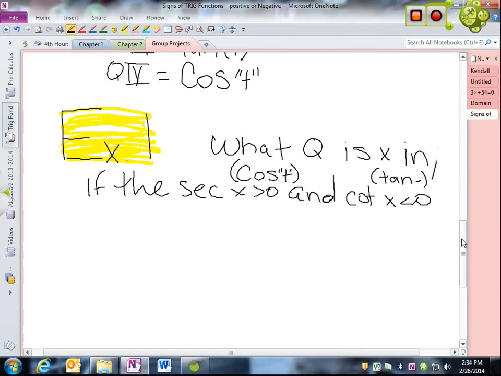So, to help you guys out with this, I prepared a few examples for us. So, what quadrant is x in if the secant of x is greater than 0 and the cotangent of x is less than 0? Well, cosine is going to be positive and your tangent's going to be negative.